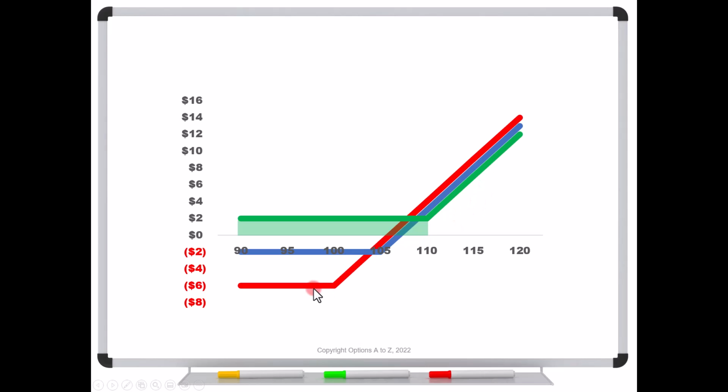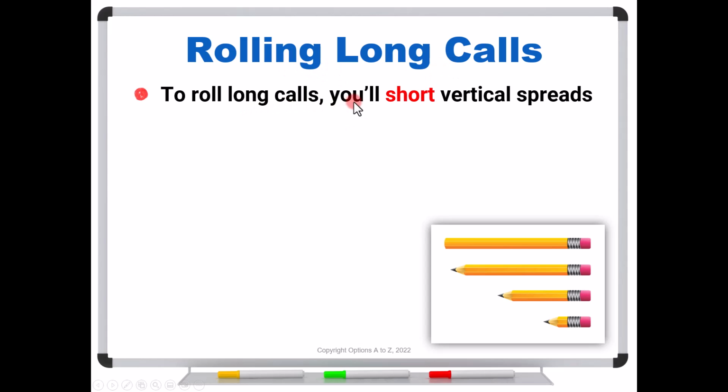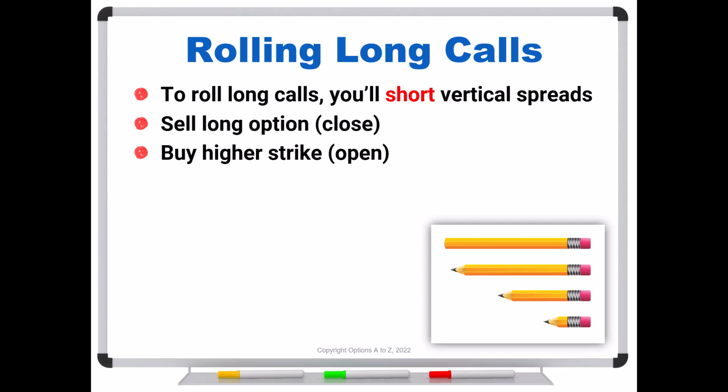Okay, so how do we do this? How do we switch from the red to the blue to the green? This is where we get into rolling the long calls. To roll a long call, you're going to use short vertical spreads, which is what we just talked about a moment ago. You will sell the long call, that would be to close, and then you will buy a higher strike, and that would be to open.